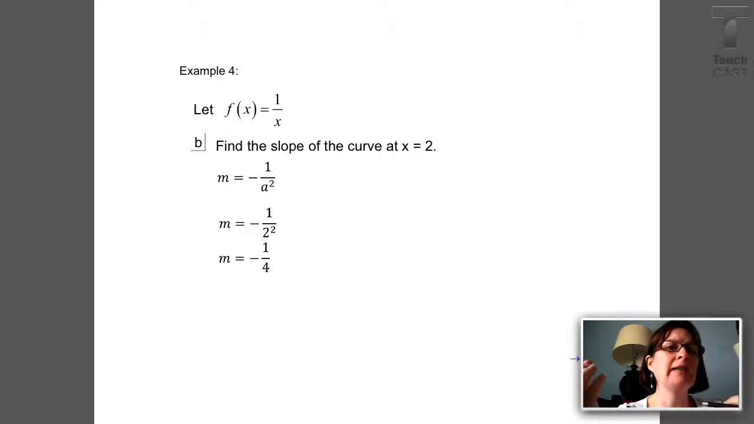Now if I want to find the slope of the curve f of x when x equals 2, I already have an expression for the slope of the curve at some abstract a value. I'm just going to let a equal 2. So if I know m is negative 1 over a squared, I'll plug in 2 for a. M is negative 1/4. So the slope of the curve at x equals 2 is negative 1/4.